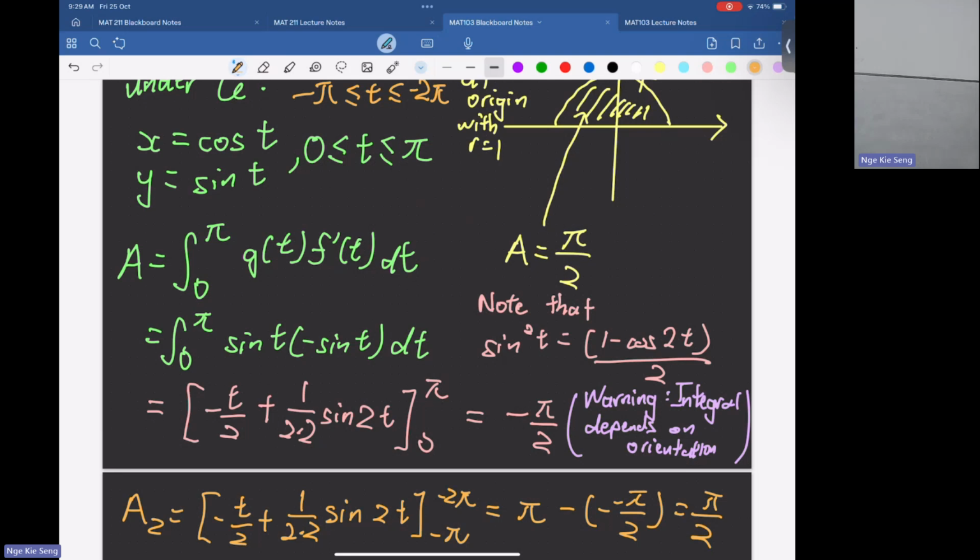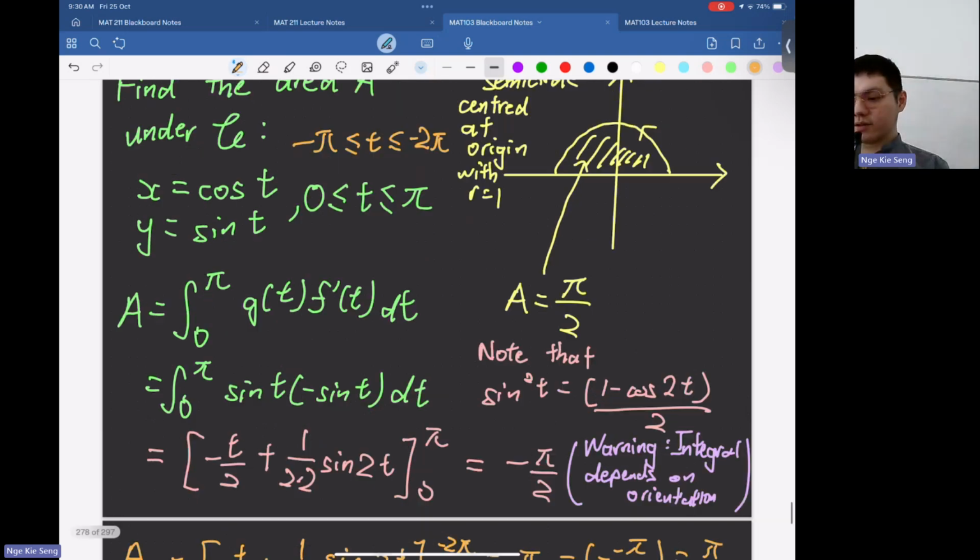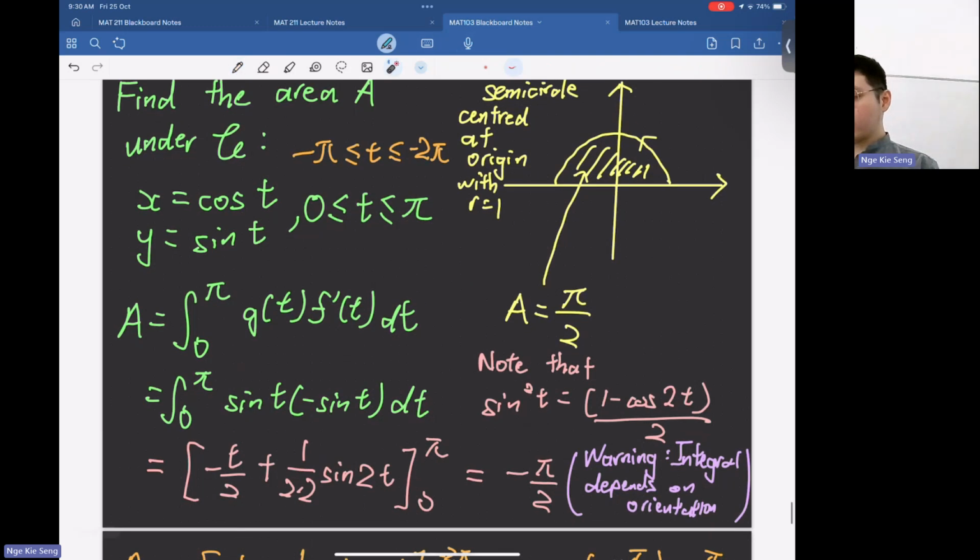So this term, if you substitute negative 2 pi, what do you get? Pi, right? Okay. If you substitute negative pi, you get pi over 2. But you need to subtract, right? So you get pi over 2. Okay, does it make sense? So this means that the orientation is very important. What I defined for you just now was only one kind of orientation. Actually, we should define all kinds.